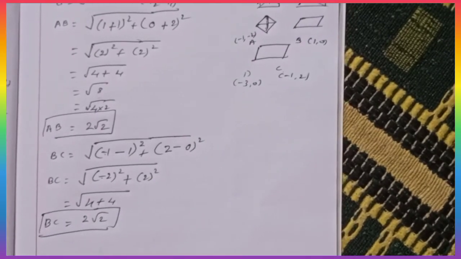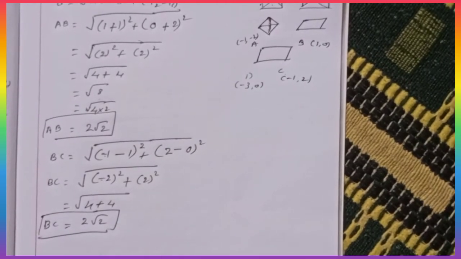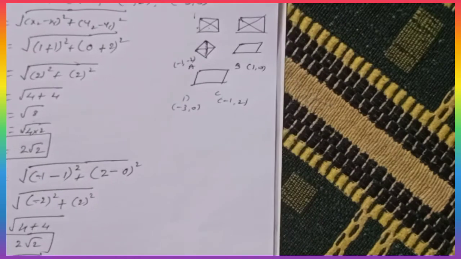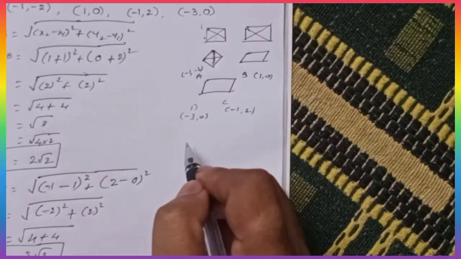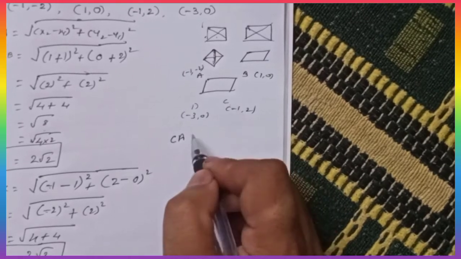Obviously, if you see here, BC and AB, two adjacent sides, are equal, which means it should be a rhombus or a square. Let us check it out now. So now we are trying to find the length of CD.